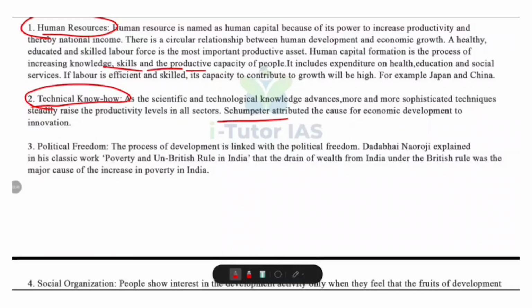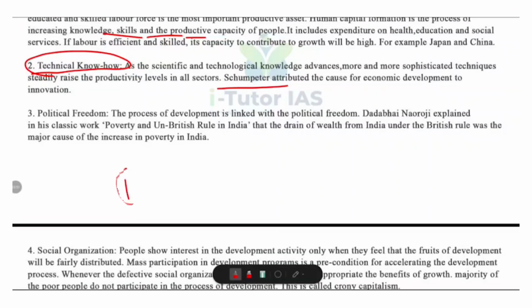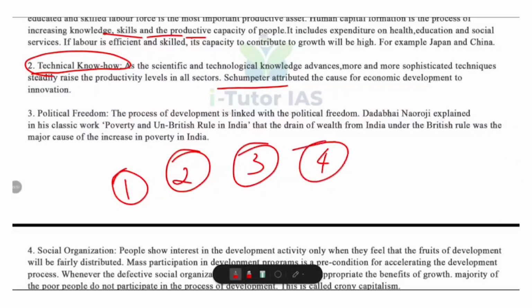And what are the examples of innovation? Mechanization of agriculture, automation in industry, then IT and digital technology, renewable energy systems and so on. And countries that adopt new technologies grow faster than those that rely on outdated methods.